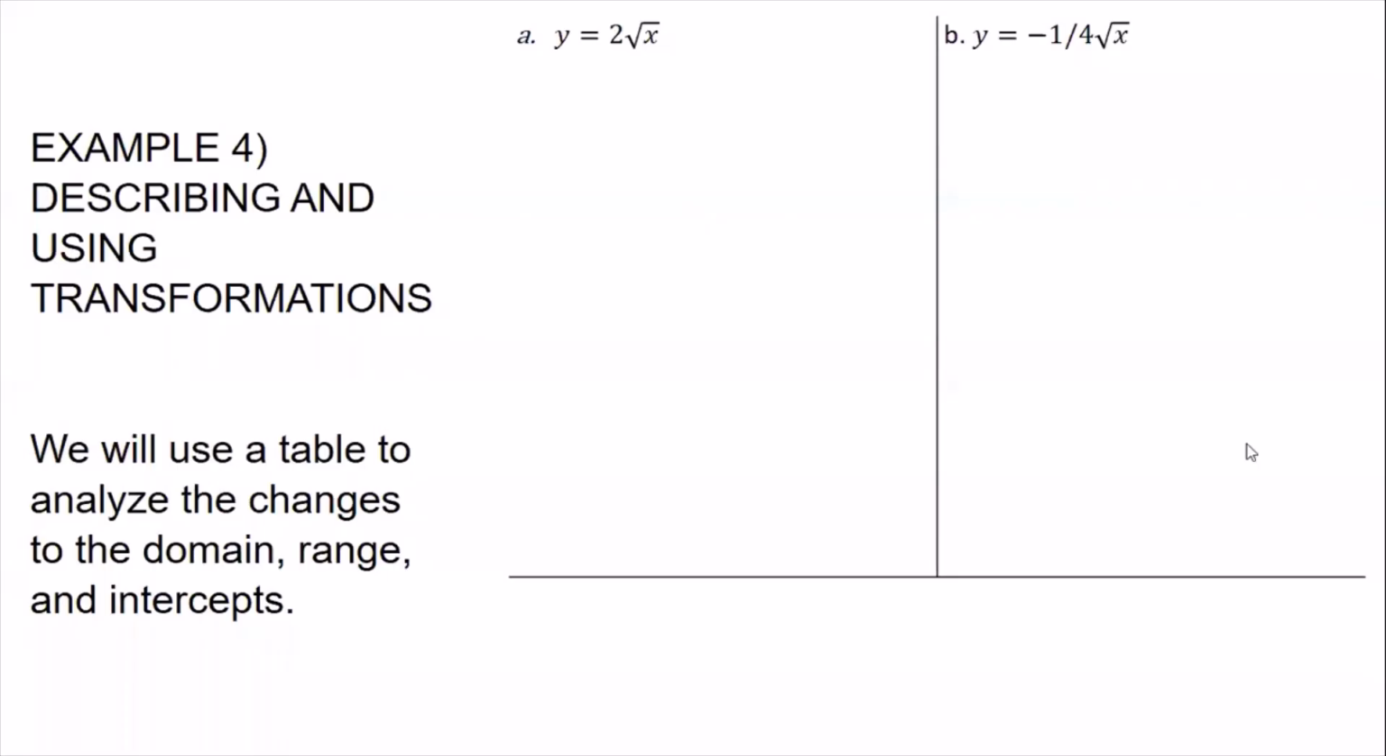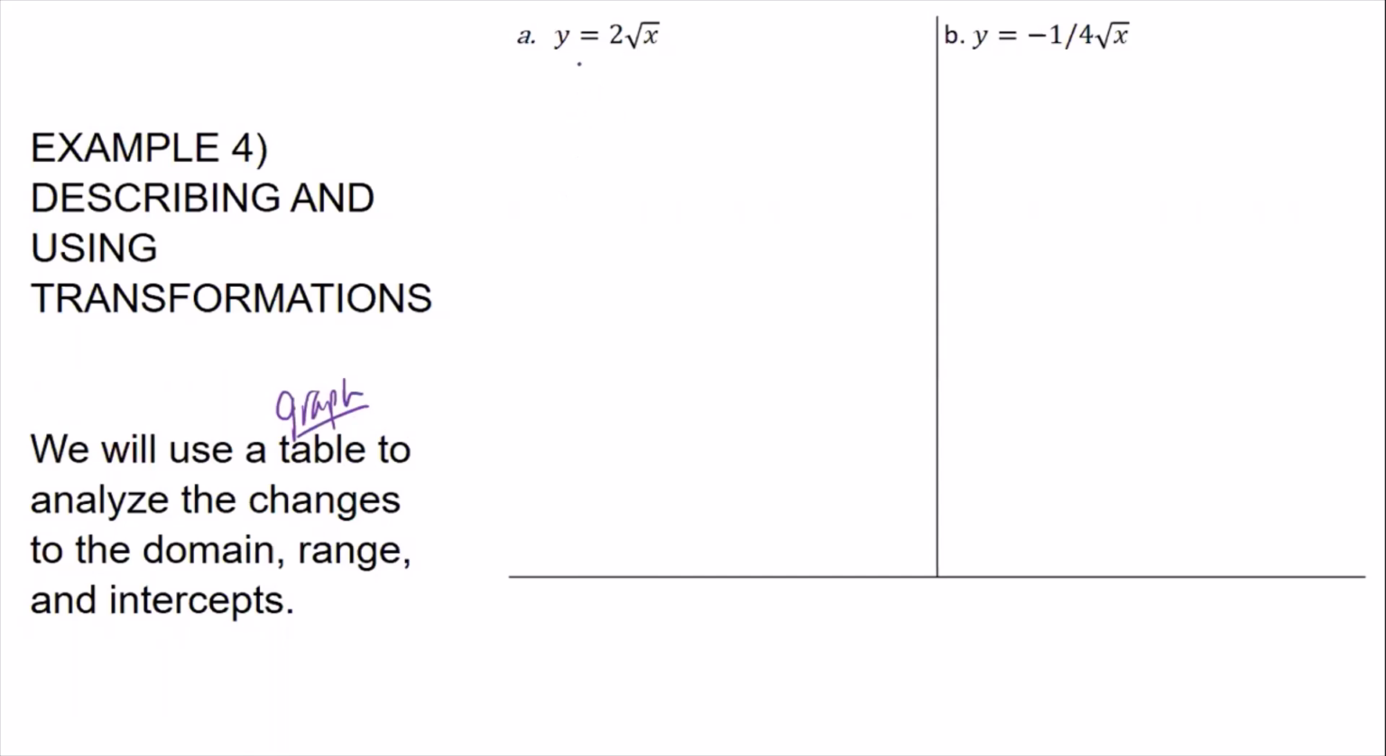All right, so next we're going to do describing and using transformations. Normally I would say no calculator. However, I'm going to allow you to graph if you need to, but you also can use the table to analyze. So when you're graphing, I would like for you to at least identify the transformation that's going to take place first, okay?